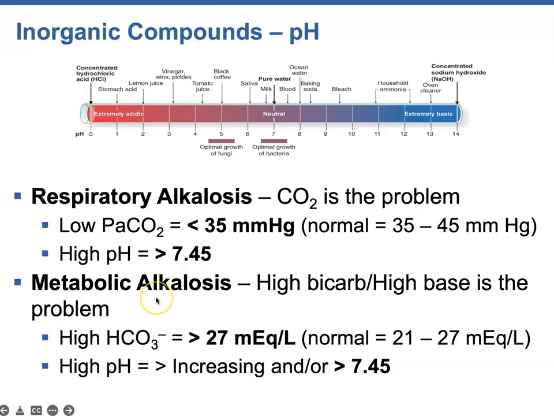If it's a metabolic alkalosis, something other than carbon dioxide is causing the problem. So our problem is we have too much base in our blood. And so the pH is going to be high, greater than 7.45. And if we were to take blood work, which we do at the hospital, then the bicarb level will come up high. So that's our respiratory and metabolic alkalosis.